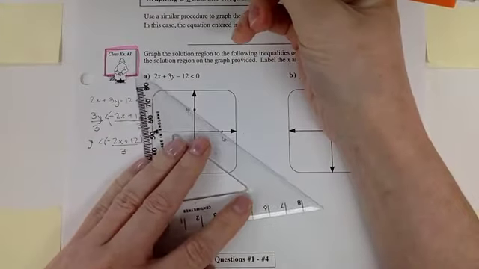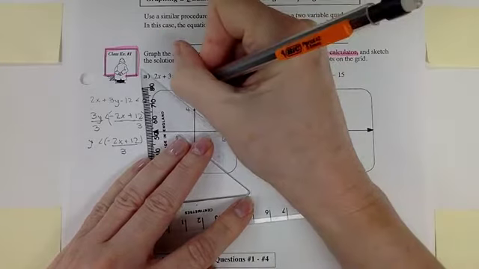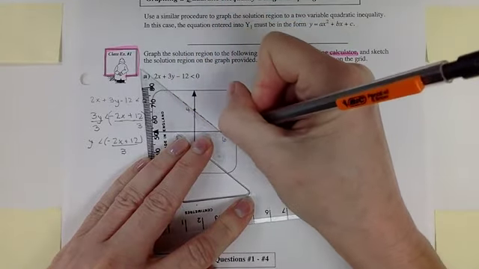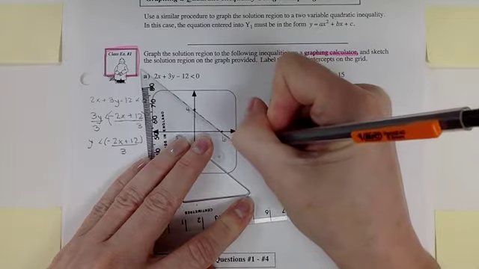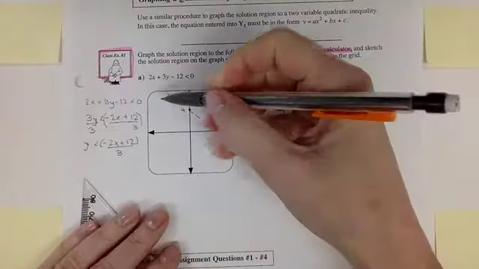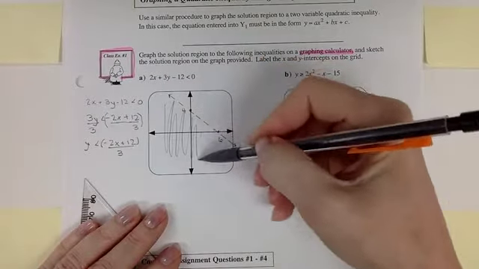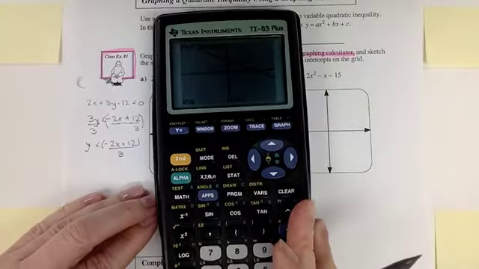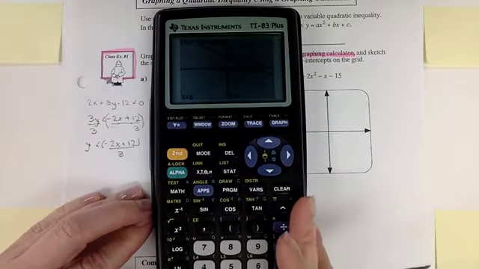And now I know this has to be dotted because I've got a less than symbol. And I know it's going to be below, but I want to make that happen on my calculator. That's really what we're showing. So dotted line you can't show on your calculator, which is not convenient. So I'm pretending on my calculator that I know that it's dotted.